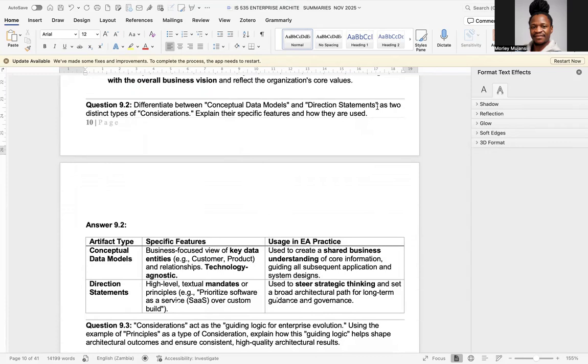So conceptual data models, these are business-focused views of key entities like a customer, product, and their relationships. They are technology agnostic. They are used to create a shared business understanding of core information, guiding all subsequent system design. So that's like a conceptual model, okay? And then direction statements, these are high-level textual mandates, e.g. prioritize software as a service over custom build. They are used to steer strategic thinking and set a broad architectural path for long-term guidance.